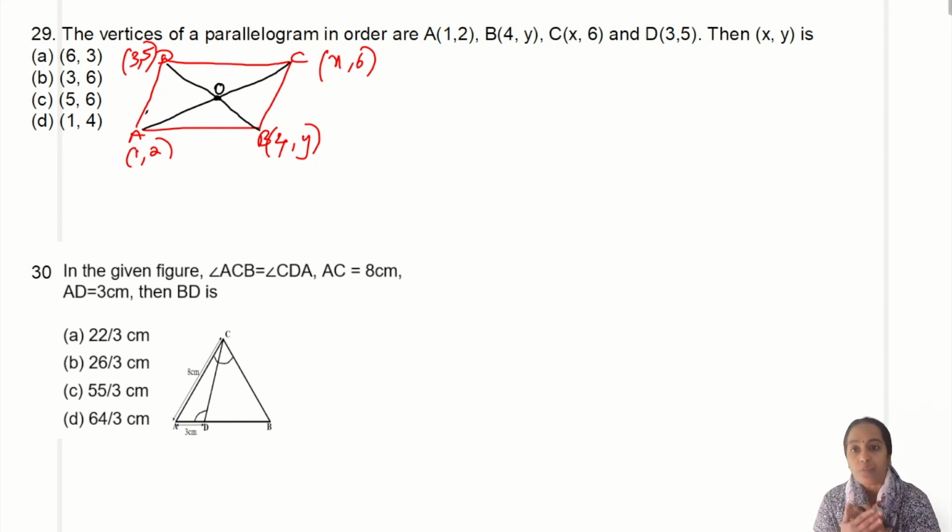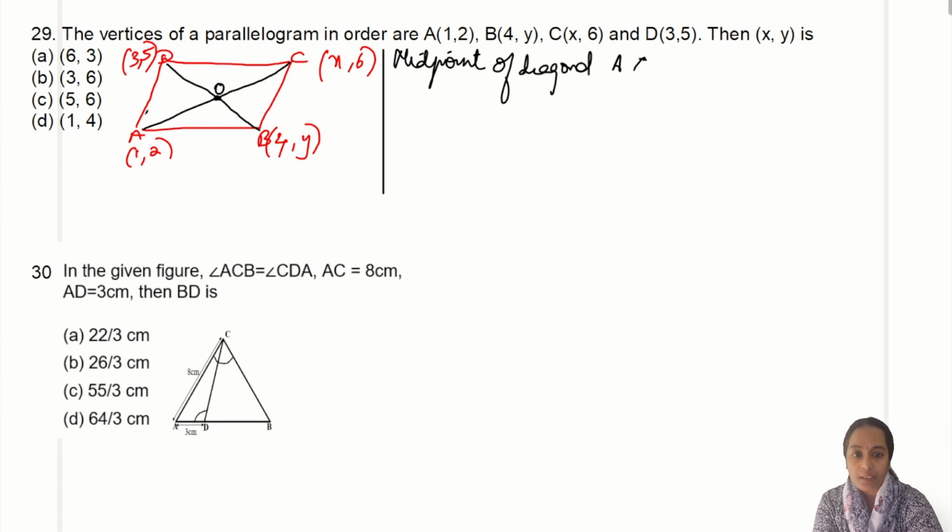The midpoint of AC is going to be equal to the midpoint of BD. The midpoint of diagonal AC will be equal to the midpoint of diagonal BD. So we are just going to use that and find the value of x and y. So the midpoint of diagonal AC equals the midpoint of diagonal BD.